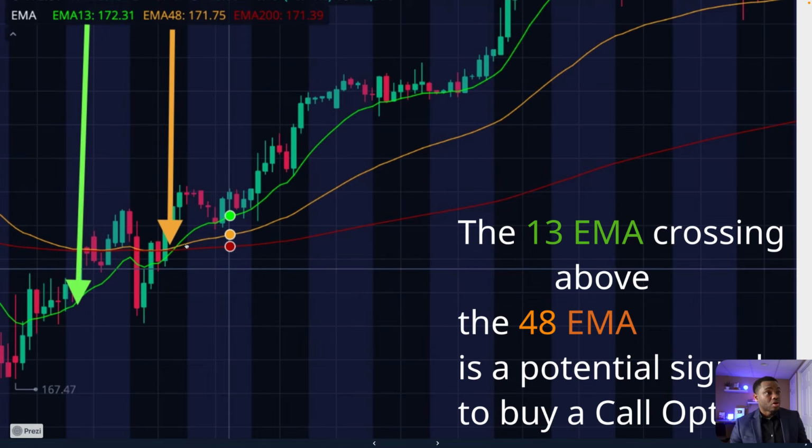So you jump into a call and then you ride this wave. Whoa, look at that. It worked out in this case and you didn't get faked out. So that's how you enter a call using the 1348 EMA. It's actually quite simple.